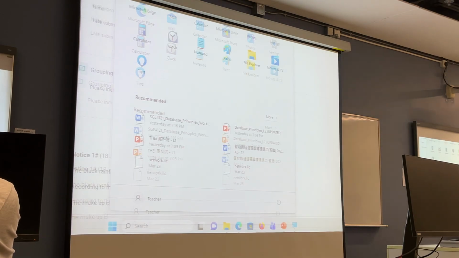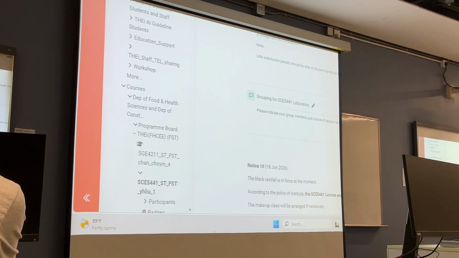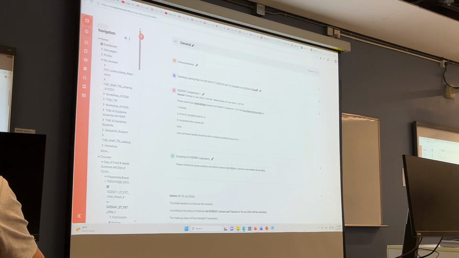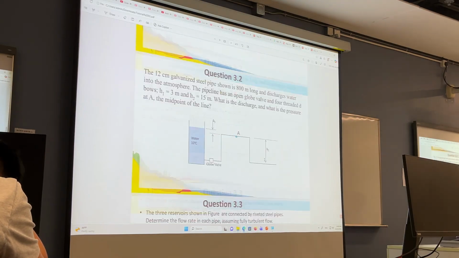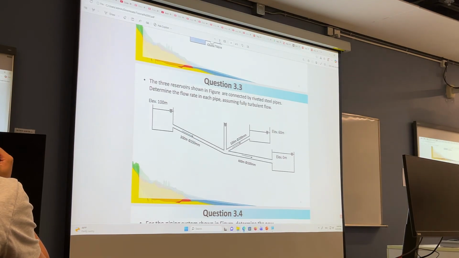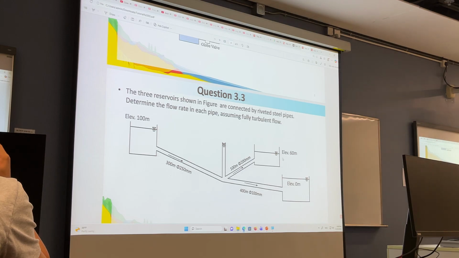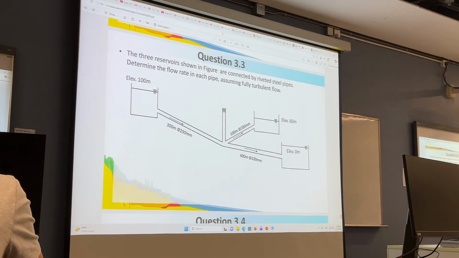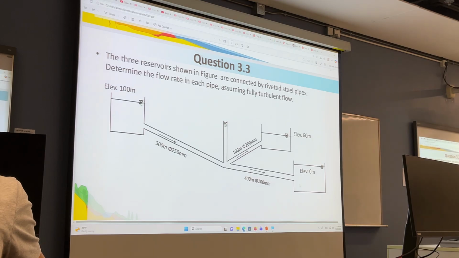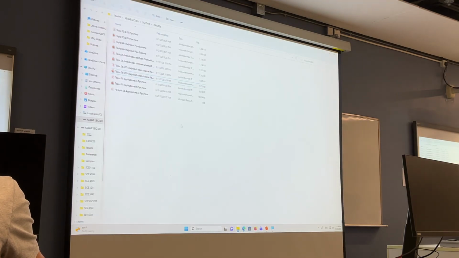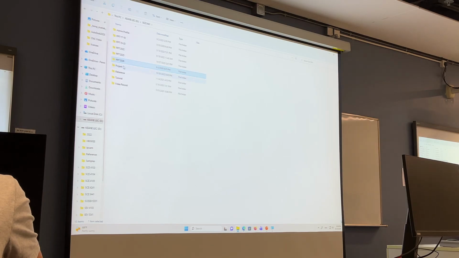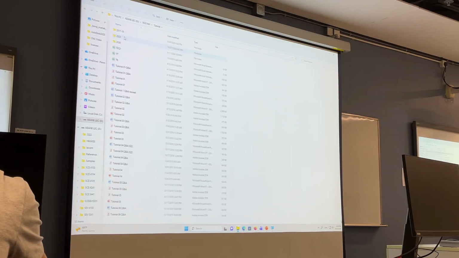So we will talk about the tutorial. For tutorial 3, I have made some updates. Previously this question used the US customary unit. I have made another set of numbers using the SI unit. We have not talked about this question yet, and it will be related to one of the assignment questions. So we will talk about this one.